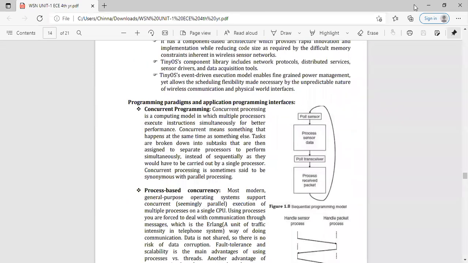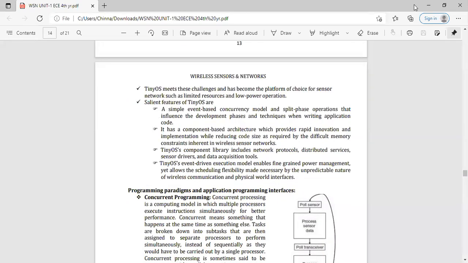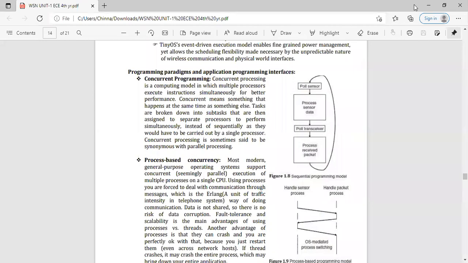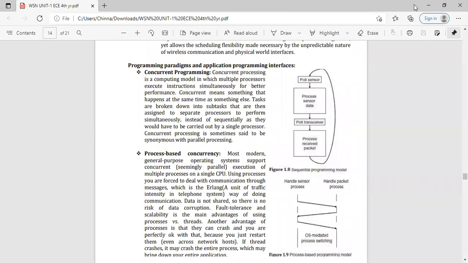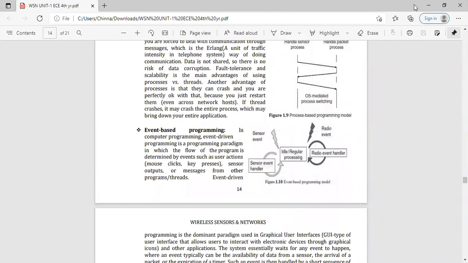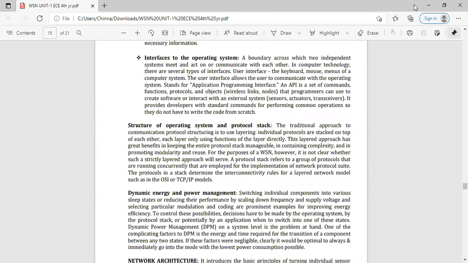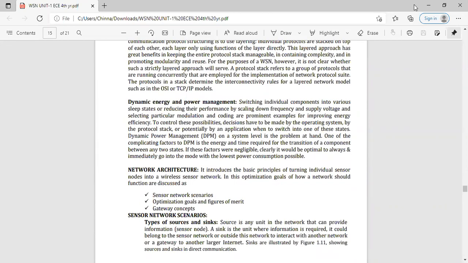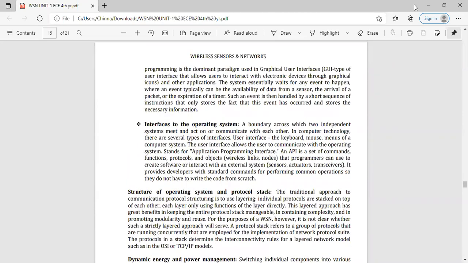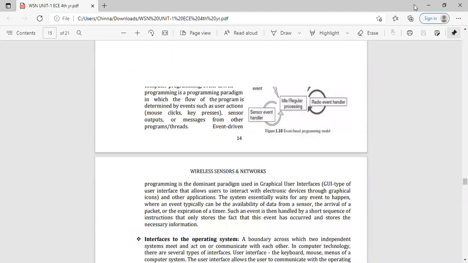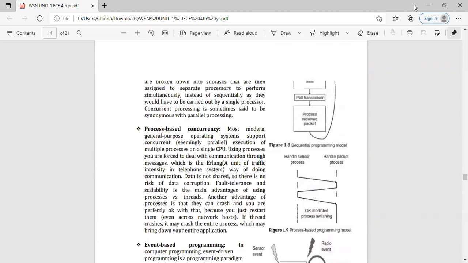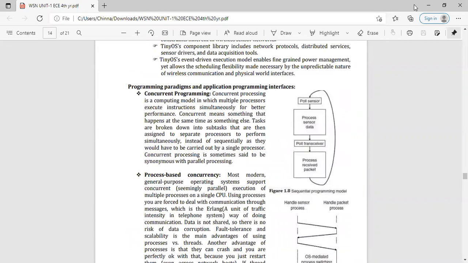Whatever program you write here uses concurrent programming, process-based concurrency, and event-based programming. All of this comes under this. So first I will talk about the two processes. The first one is concurrent programming. Application programming interfaces are important here.